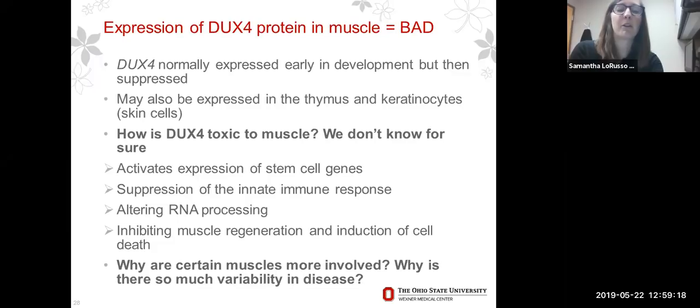Theoretically, if we stop DUX4 completely, is that going to be bad for any reason? That's something that's still being looked into.